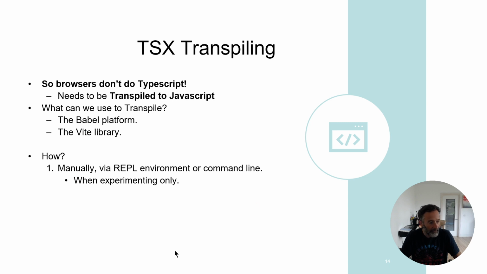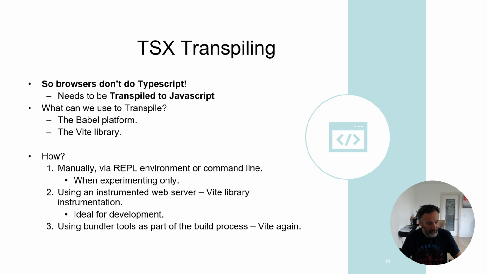So how can we do this? We can do it manually. When experimenting and just learning about transpiling, it's not a bad idea to do that, and you can mess around with it yourself if you want. But really the way we want to do it is to use an instrumented web server. The Vite library has it built into it. It's part of its function. This is ideal for development, and this is what we'll use, right?